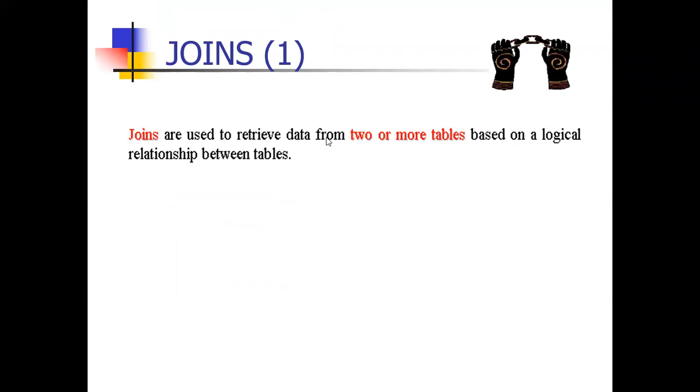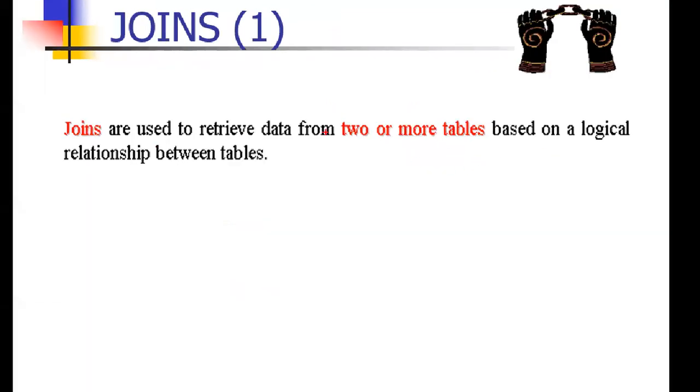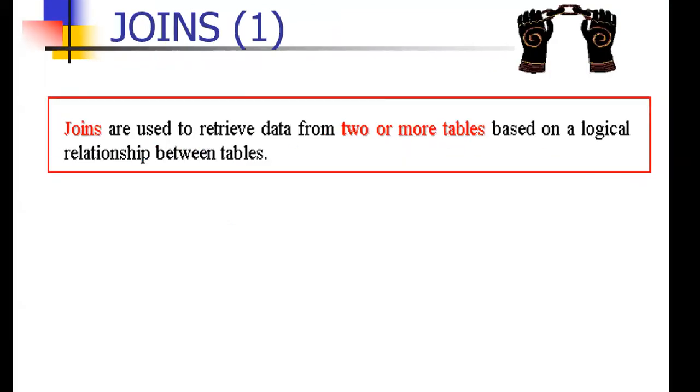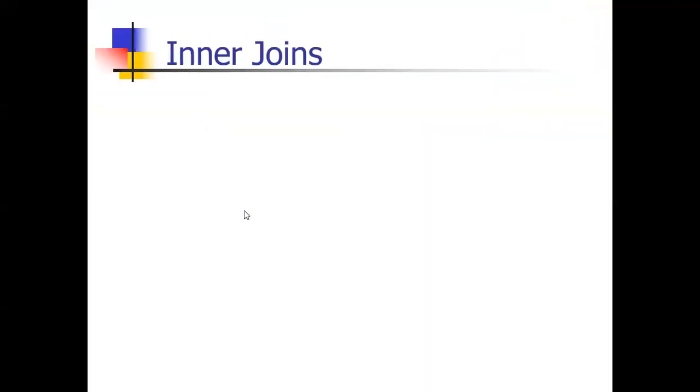Joins are used to retrieve the data from 2 or more tables based on the logical relationship between those tables. So we need to have a logical relationship, meaning there should be at least one common column between the tables. See, a common column doesn't mean a column with the same name. The names can be different, but the data type and what the data contains should be similar. Based on which we can define a relationship.